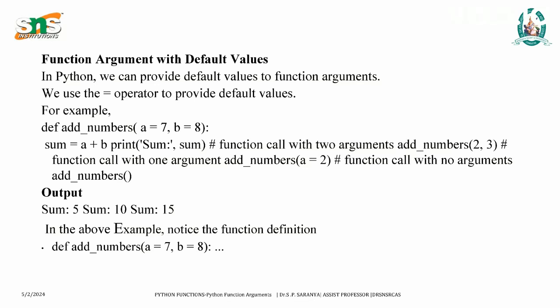The function is called with two arguments, add_numbers(2, 3), and with one argument, add_numbers(a=2). As output, it will display the sum is equal to 5, the sum is equal to 10, and the sum is equal to 15. We get these three values as the output.